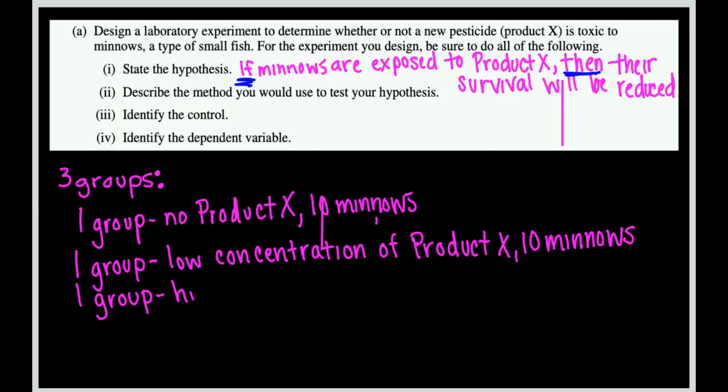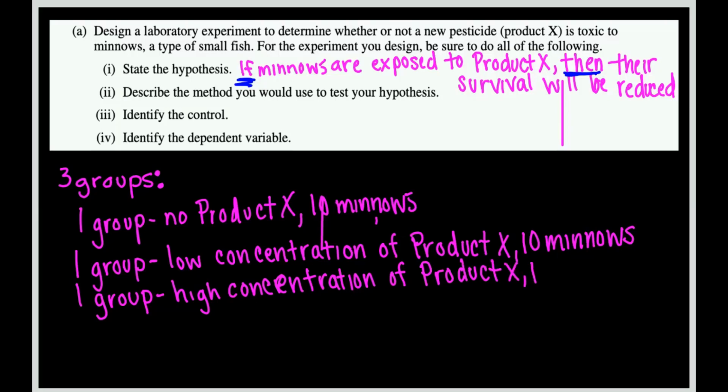And I don't know what product X is, so I don't want to give a specific milligrams per liter, anything like that, because I don't know for product X. If I was actually doing this, I would do some background research, and I would research what might be a high concentration of product X and what might be a low concentration, and I would use those. But I haven't done any background research. This is a fake product, right? So I would just be vague like this.